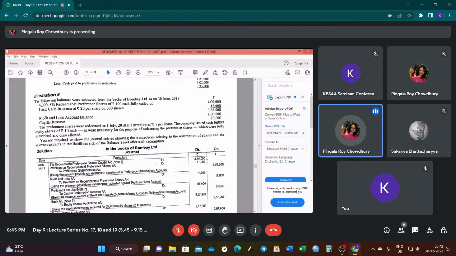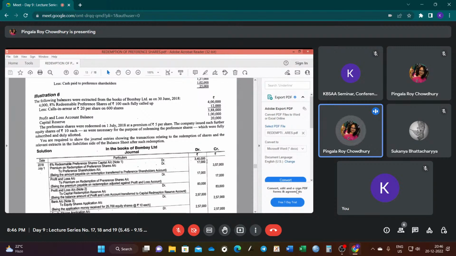So profit and loss account balance has to be utilized for setting aside the premium. So profit and loss account debit to premium on redemption 17,000. So total PL account balance is having 1 lakh rupees in the balance sheet, out of which 17,000 is being utilized for the purpose of your redemption. Sorry, for the purpose of your premium on redemption.